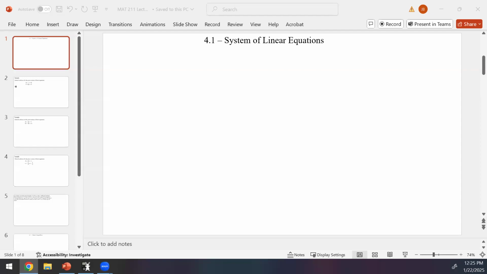Okay, so 4.1 system of linear equations. The basic idea here is being able to solve more than one equation at a time. So that's what we're going to investigate.